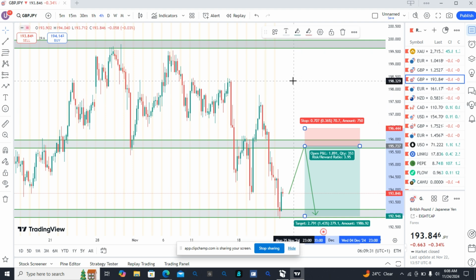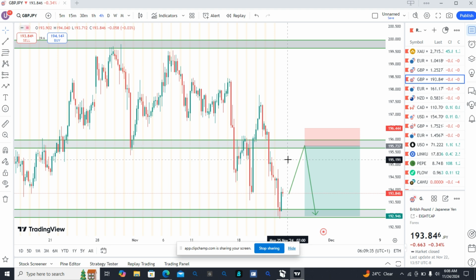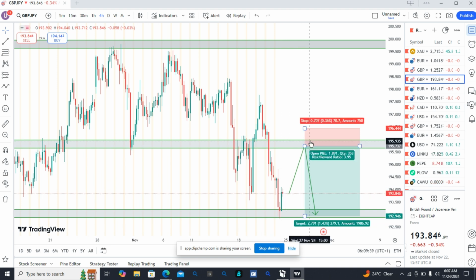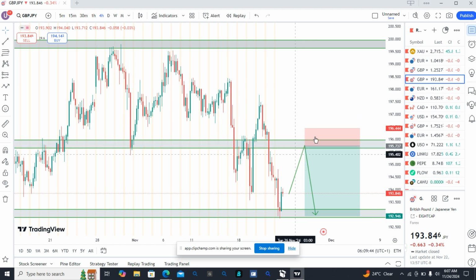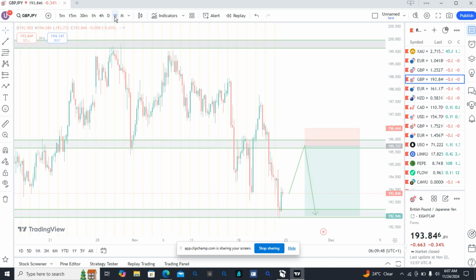And the only thing that will make this setup invalid is if price continues to fall down without getting to this zone, or when price comes to this zone we didn't see our entry confirmation, please do not sell. So let's go down to the next pair on the list.